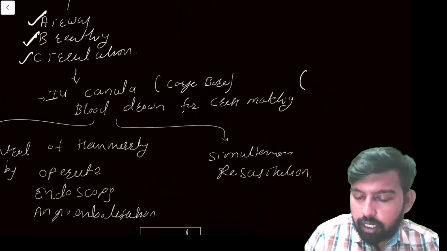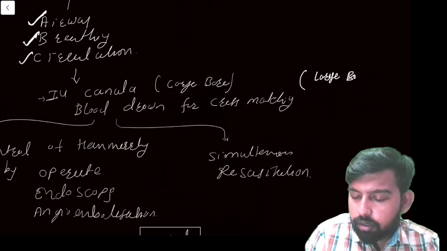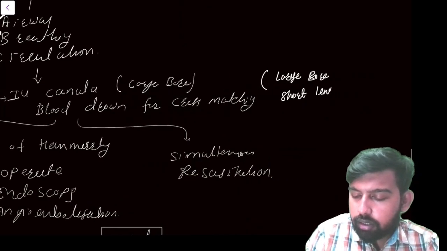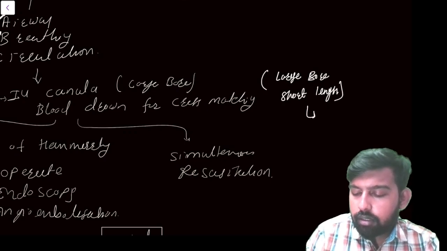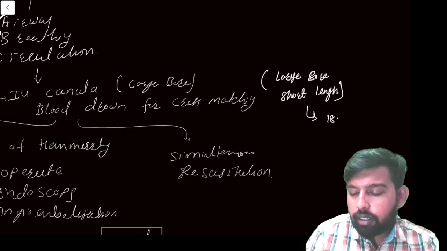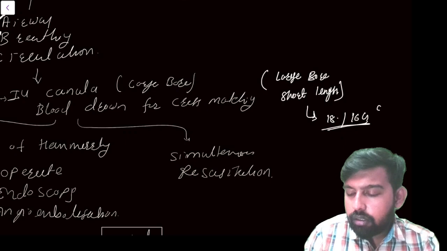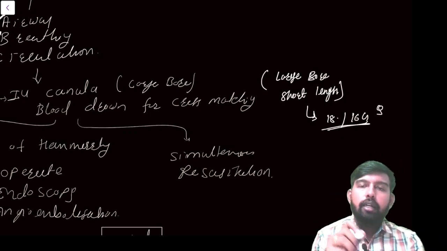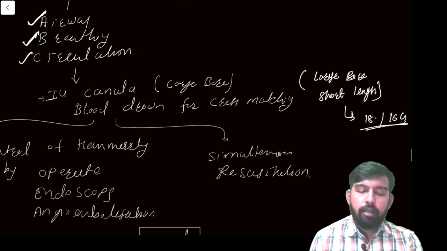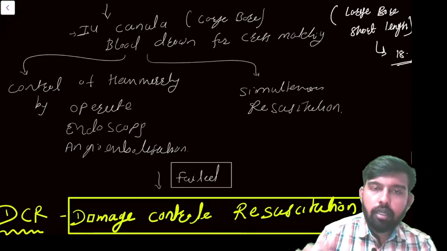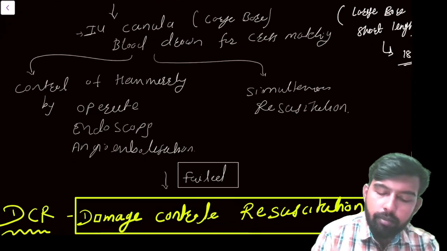peripheral lines. The cannulas preferred are large bore and short length, ideally 18 or 16 gauge. Green or grey colored cannulas are inserted for the resuscitation. And the control of hemorrhage is started simultaneously.